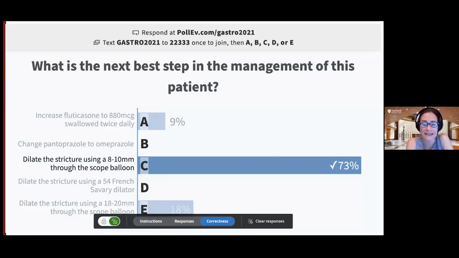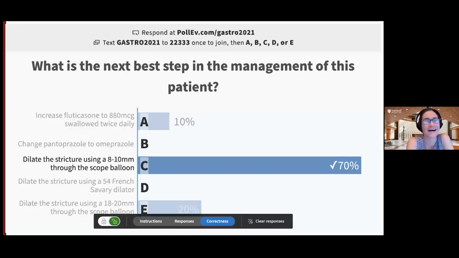Now, in this case, one of the things that you need to know is the diameter of the scope. So they're telling you that the scope could not pass. The diameter of a standard upper endoscope is about 9 millimeters. And so you're saying to yourself, how do I dilate something that's that tight? The bottom two choices, so the TTS balloon, 18 to 20 millimeters, 54 French is 18 millimeters. So if you dilate a 9 millimeter stricture to 18, that takes a lot of guts. It's probably not a good idea in EOE or any other circumstance.